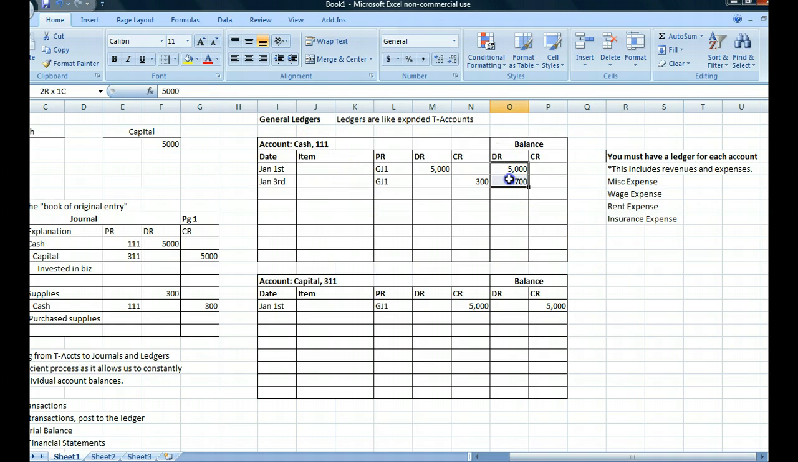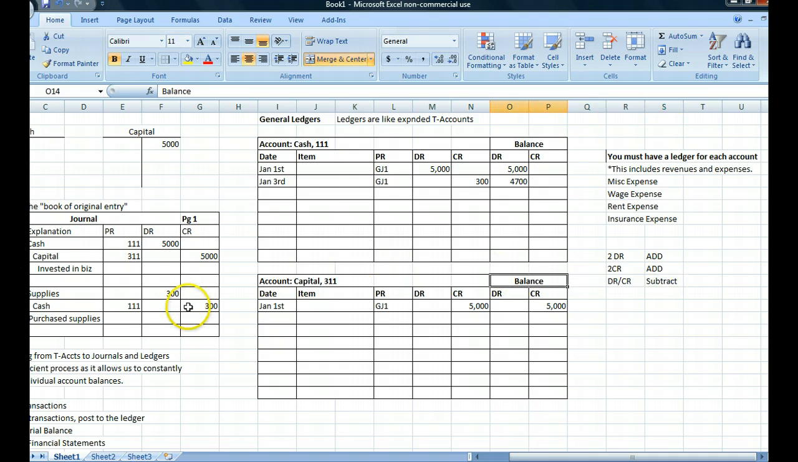Another thing is regarding this balance column. Now, if I have 2 debits, I'm going to add them together. If I have 2 credits, I'm also going to add. If I have a debit and a credit, I'm going to subtract. And I'll show you what I mean by this. This transaction right here has a debit in the balance column and a credit on the third in the T account portion. If I have a debit and a credit, I have to subtract.